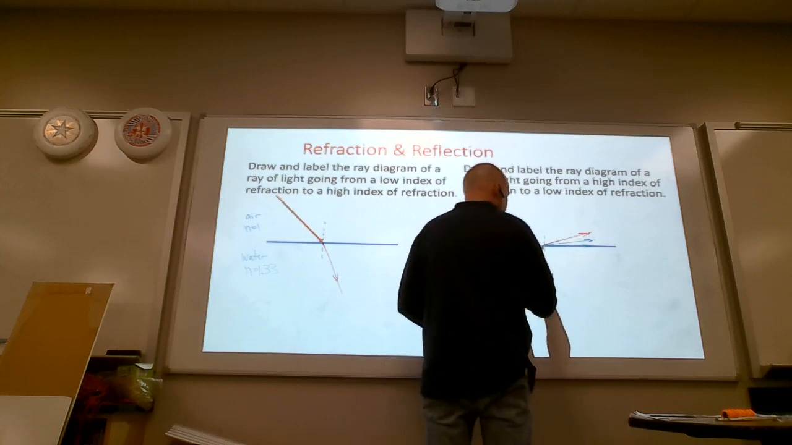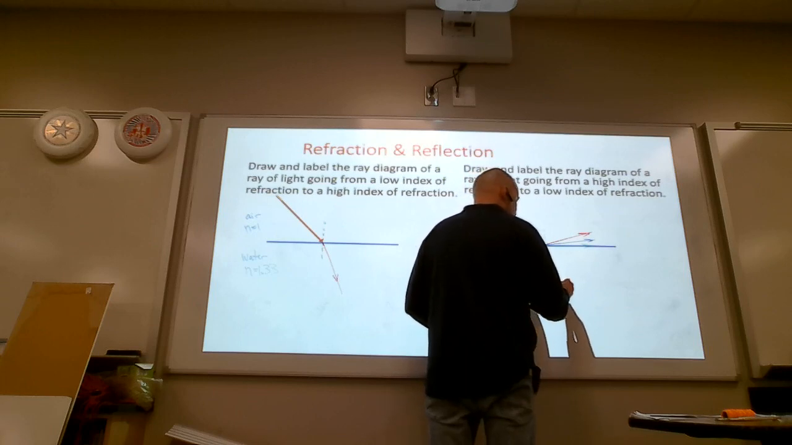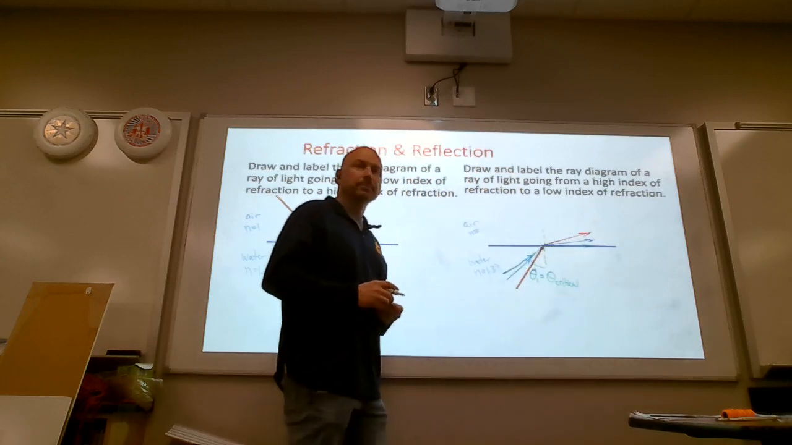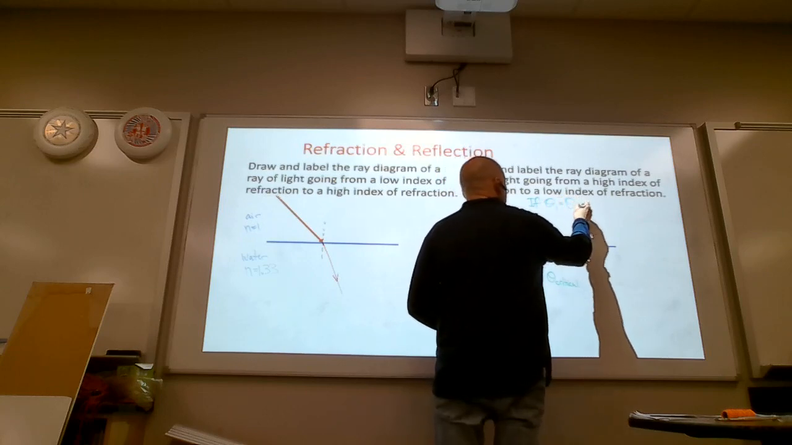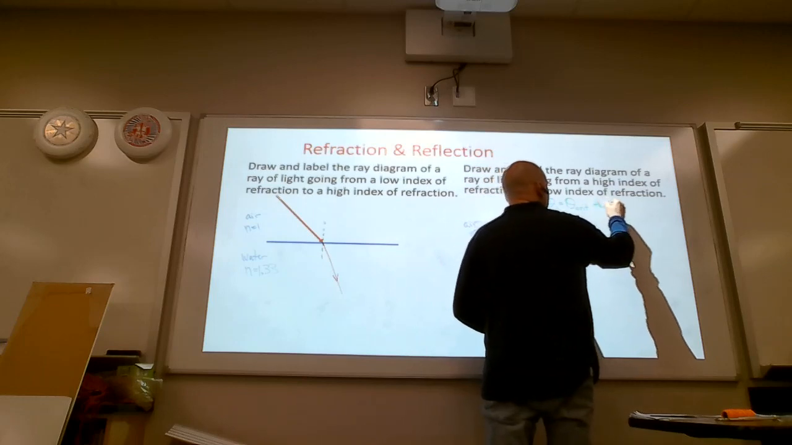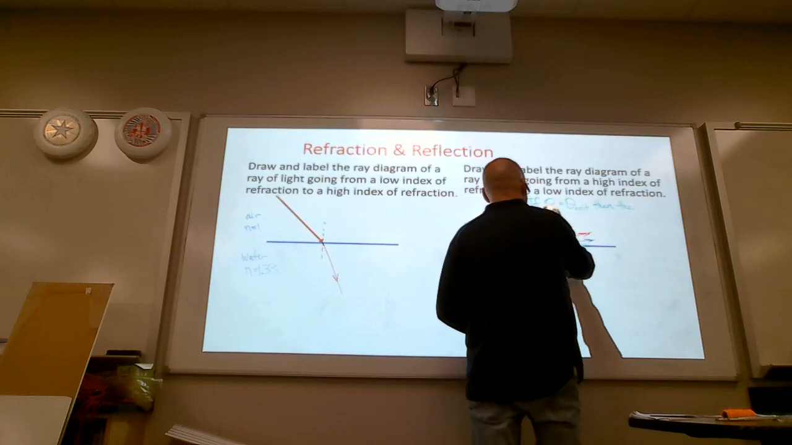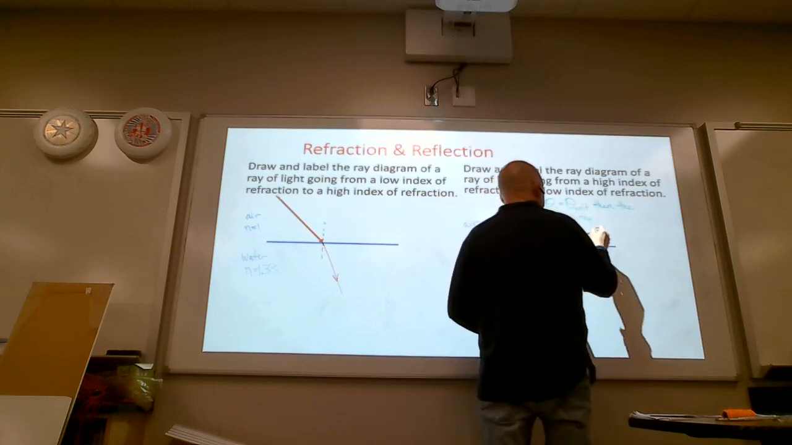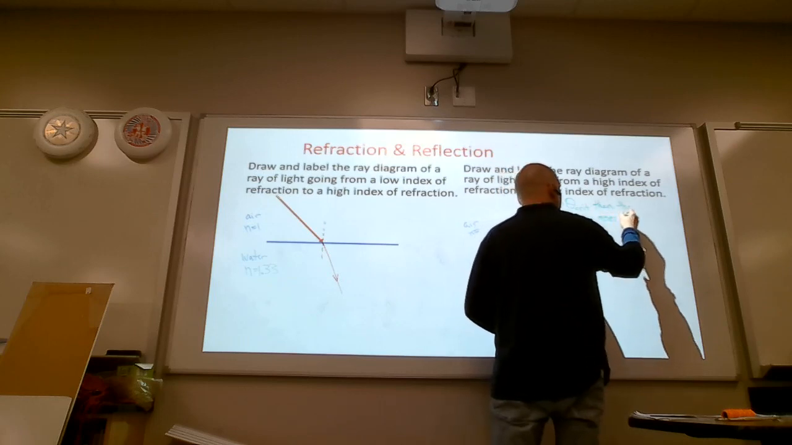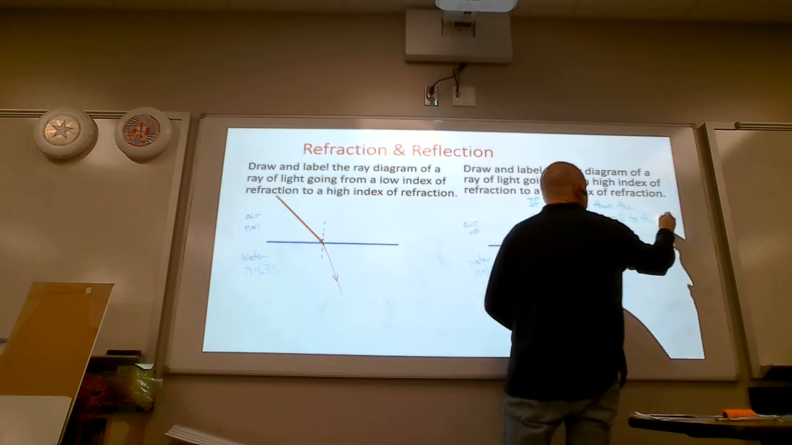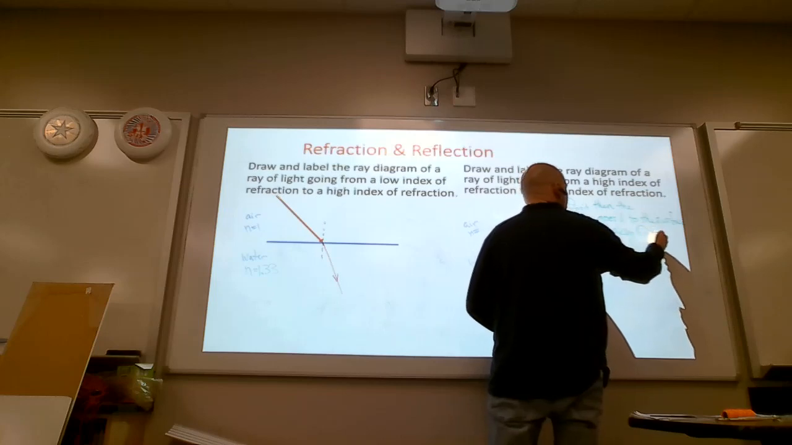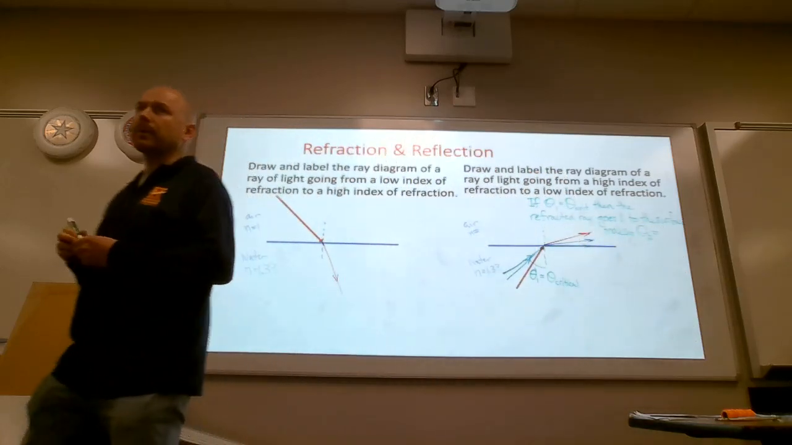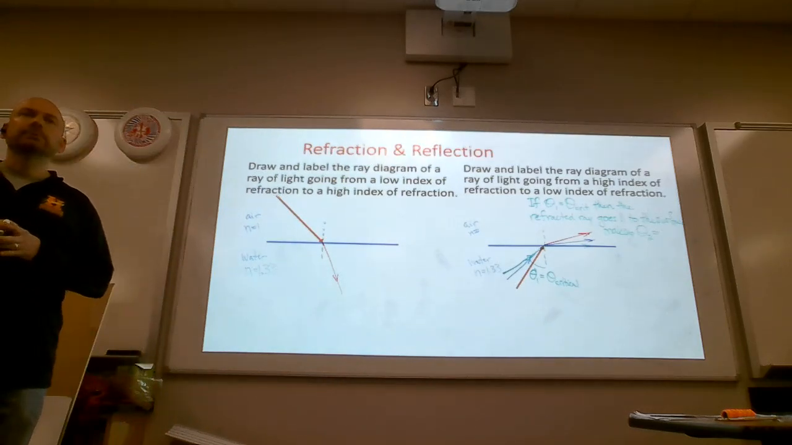This angle there is your critical angle. Okay. If theta 1 equals the critical angle, then the refracted ray goes parallel to the surface. Making theta 2 equal to what?